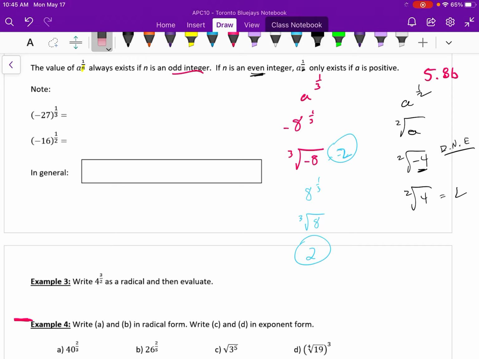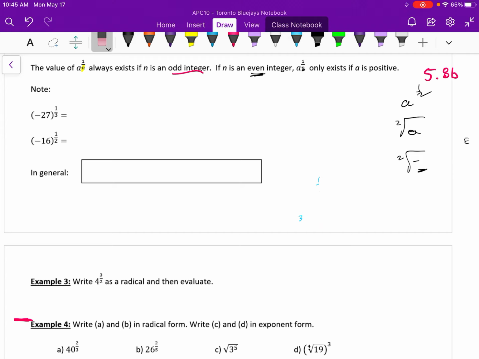So let's read the statement over again and see if that makes any sense now. The value of a to the power of 1 over n always exists if n is an odd integer. If n is an even integer, then a to the power of 1 over n only exists when a is positive. Now, if you think ahead, the radicand has to be positive. Good. Some examples.